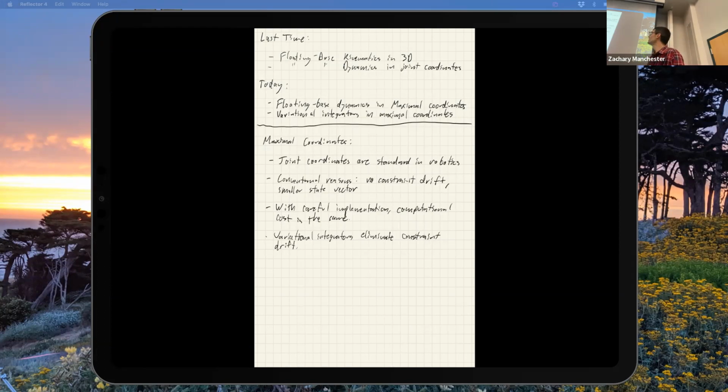So I would argue the maximal coordinate setup is just easier to deal with, easier to do complicated things with, and eliminates a lot of the pain points you have with the classical joint coordinate stuff. But you have to do fancier integration stuff and be clever about the implementation to make it work well, to get rid of those issues, right?